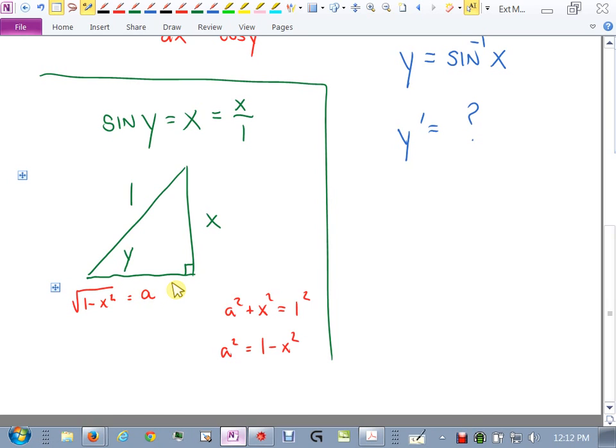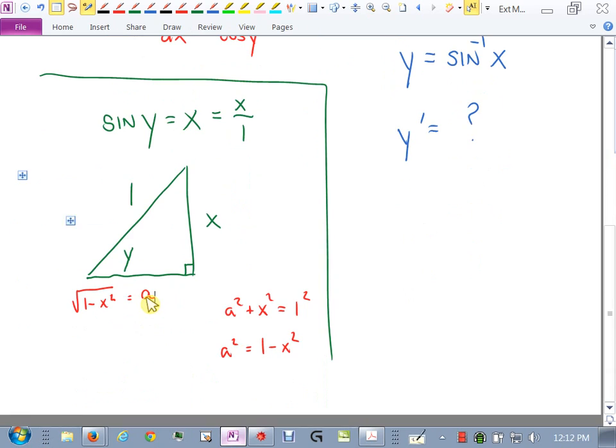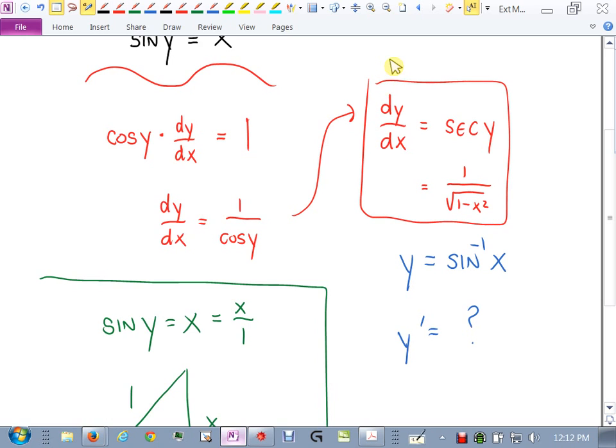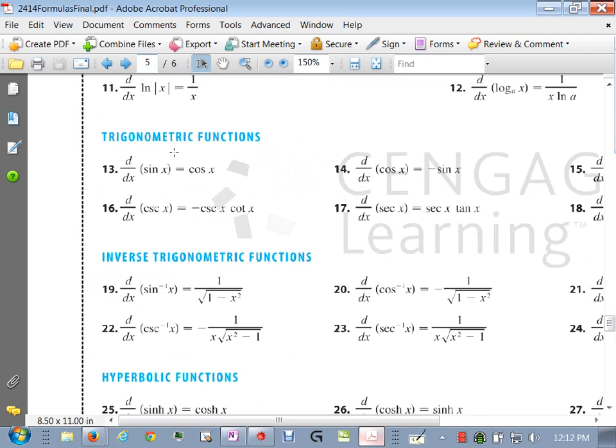I think that's all we need, right? I mean, look, we wanted to know what secant of y was. We used this relationship to draw a triangle. We used the triangle to come up with this relationship between the adjacent and hypotenuse. So secant of y is 1 over this, isn't it? And so our answer back here is 1 over the square root of 1 minus x squared. Which matches the formulas right there.